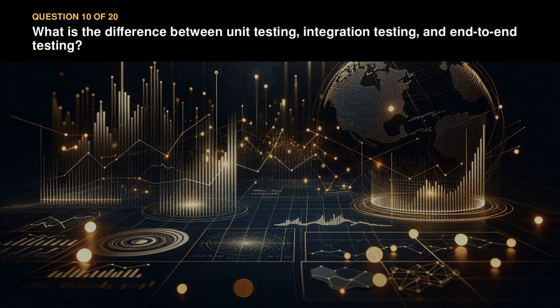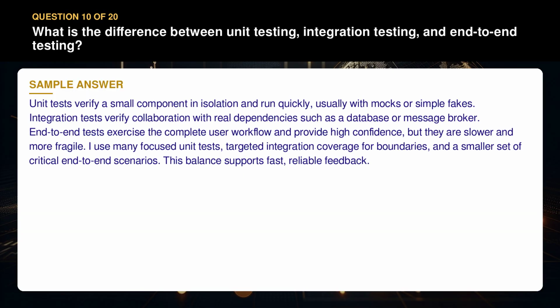Question 10. What is the difference between unit testing, integration testing, and end-to-end testing? Unit tests verify a small component in isolation and run quickly, usually with mocks or simple fakes. Integration tests verify collaboration with real dependencies such as a database or message broker. End-to-end tests exercise the complete user workflow and provide high confidence, but they are slower and more fragile. I use many focused unit tests, targeted integration coverage for boundaries, and a smaller set of critical end-to-end scenarios. This balance supports fast, reliable feedback.